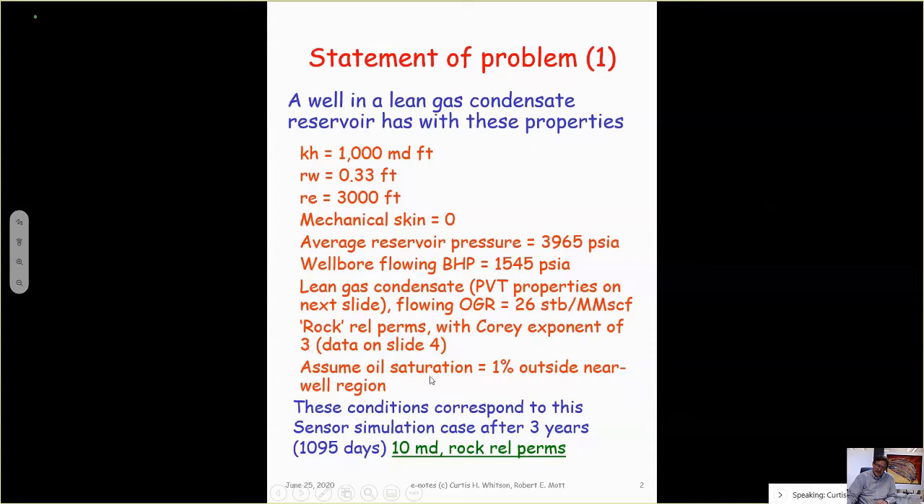Assuming an oil saturation of 1% outside the near well region 2. These conditions correspond to the sensor simulation case after 3 years of production.